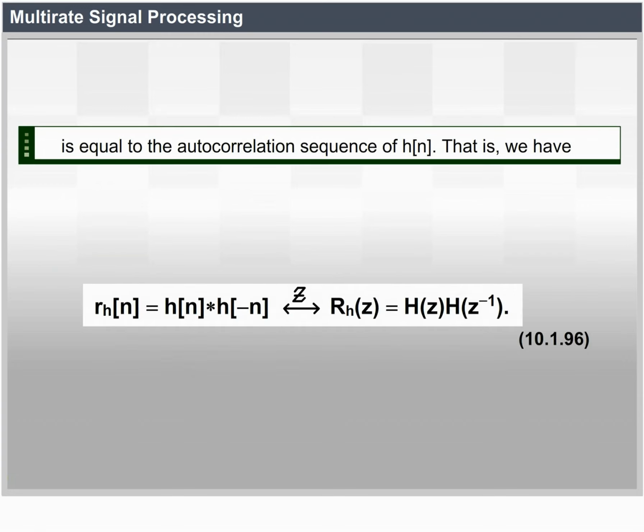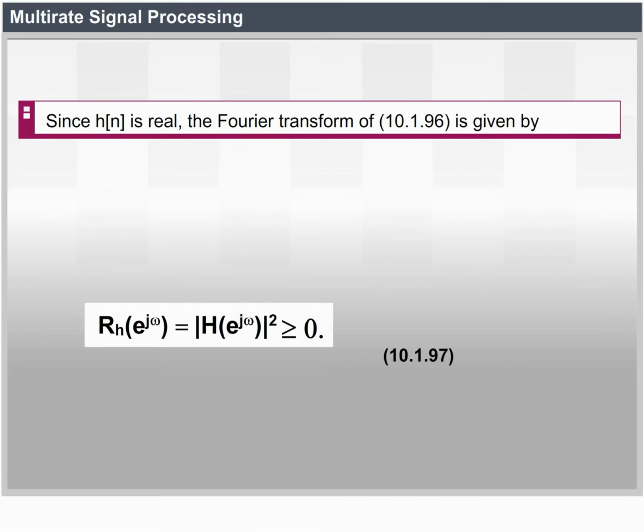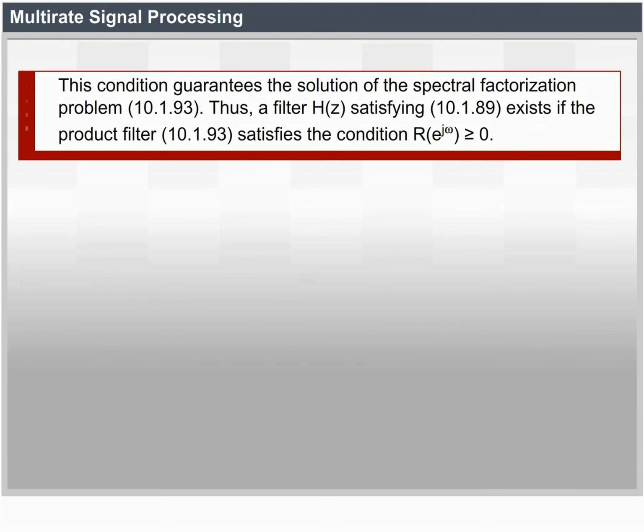This is equation 10.1.96. Since h(n) is real, the Fourier transform of 10.1.96 is given by R(e^jω) = |H(e^jω)|² ≥ 0, equation 10.1.97. This condition guarantees the solution of the spectral factorization problem 10.1.93. Thus, a filter H(z) satisfying 10.1.89 exists if the product filter 10.1.93 satisfies the condition R(e^jω) ≥ 0.